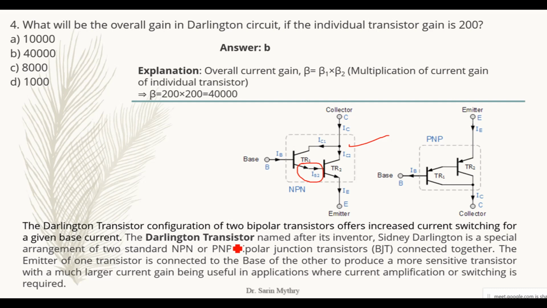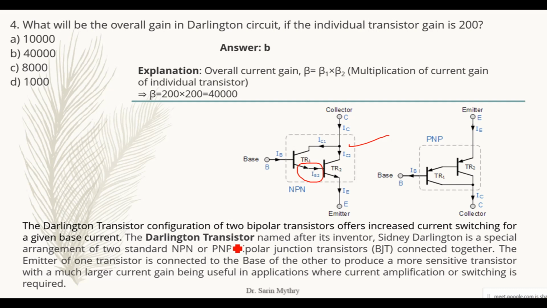So now let us apply this concept you have studied. In order to get a large amount of current gain, what are you supposed to do? You are supposed to apply the Darlington circuit. What is the Darlington circuit? In the Darlington circuit, the emitter of the first transistor will be connected to the base of the other transistor. Meaning the emitter of the first transistor is triggering the base of the second transistor.